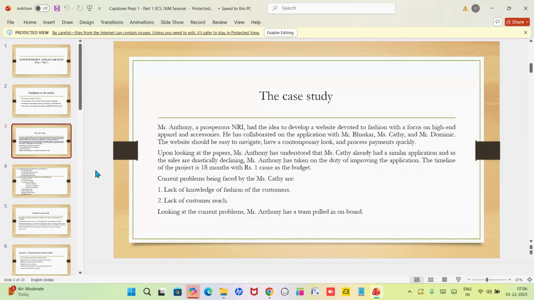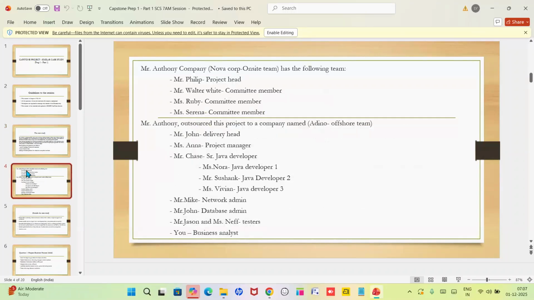Miss Kathy already has an application, and the problems she is facing are a lack of fashion knowledge of the customers and a lack of customer reach. Looking at these current problems, Mr. Anthony pulled together a team to develop this application. Mr. Anthony's company is the Novacorp on-site team.